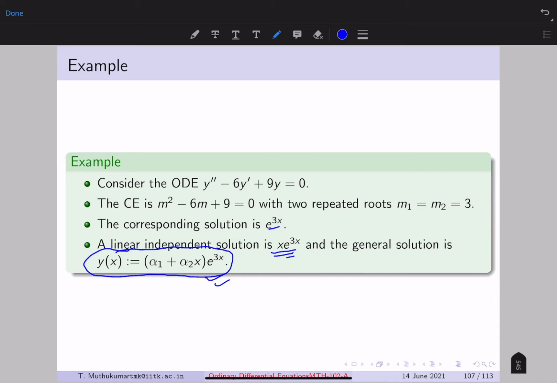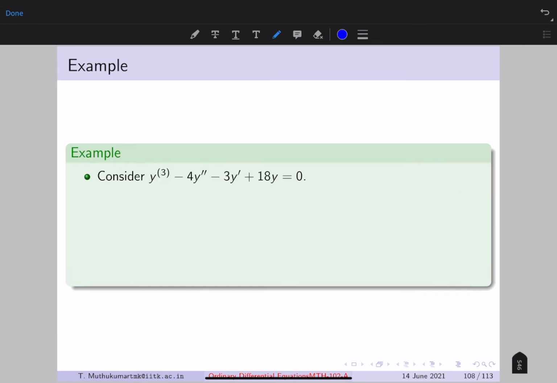Okay, so in the case of repeated roots, this is the general. This is now 2 dimensions. Okay, that is what you do. Now let's look at another example in the case of cubic equation.